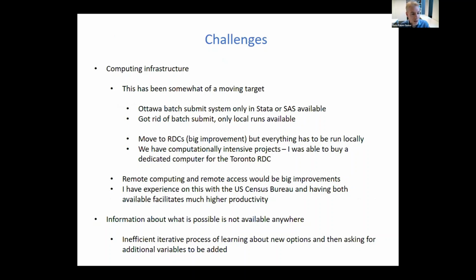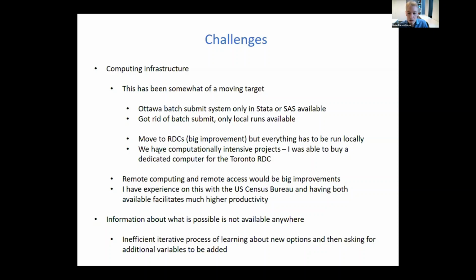I think the biggest, maybe for us, because we were kind of guinea pigs on this, we were one of the first research teams using the SEED, was that we had a bit of a moving target on the computing infrastructure. I have another project using the US Census and ACS data in their data center, and so I see what else could be done. There has definitely been an improvement here, moving from having to be in Ottawa to being able to access the SEED from the RDCs and not have to run batch submit jobs.